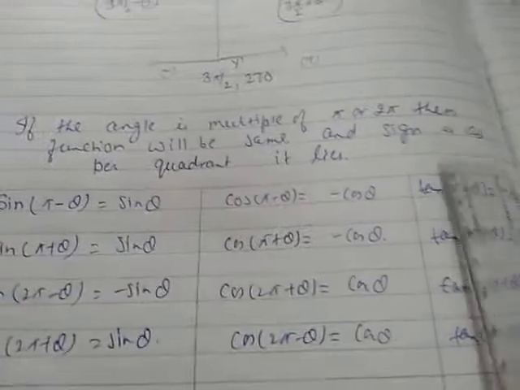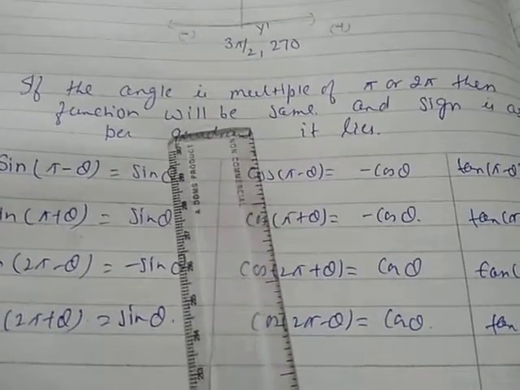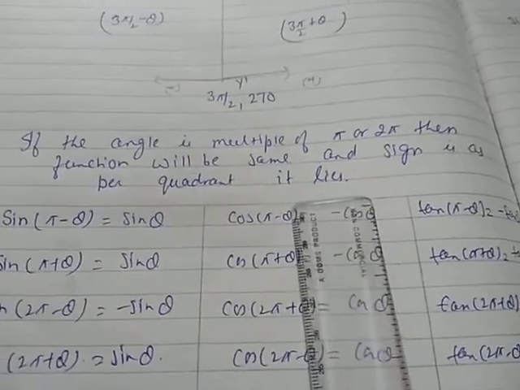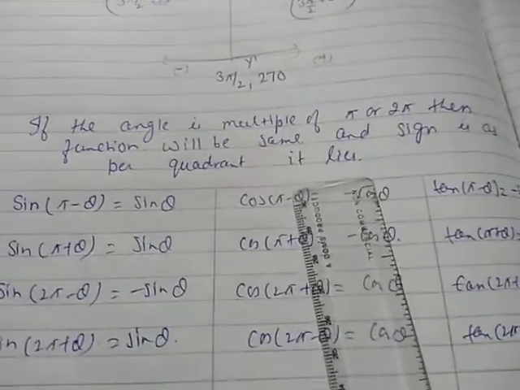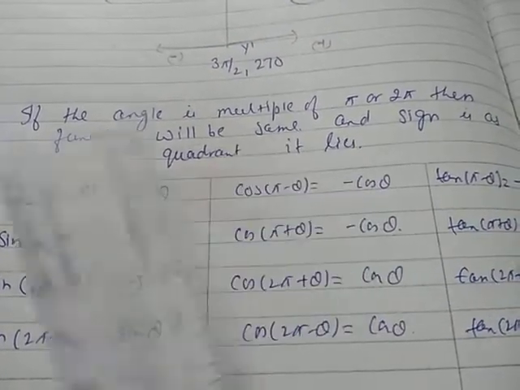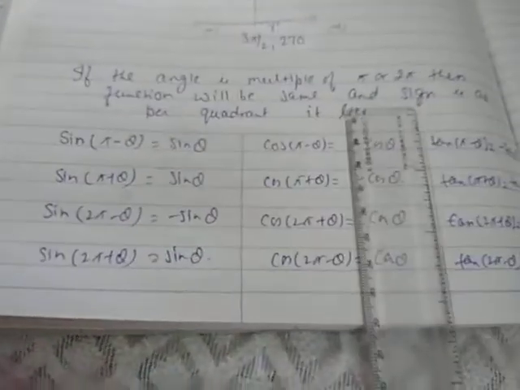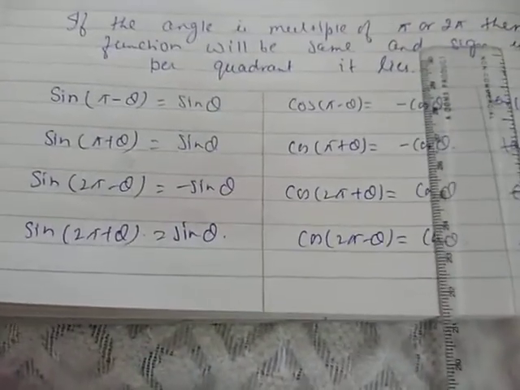Now 2 rules are there. If the angle is a multiple of pi or 2 pi, then the function will be the same and the sign is as per the quadrant it lies in. 2 things, children. First of all, you have to see what is the value of the angle. Take a multiple of pi or 2 pi and then decide in which quadrant it lies. Okay, now the first thing is, if the angle is a multiple of pi or 2 pi, then the function is the same. What does it mean?